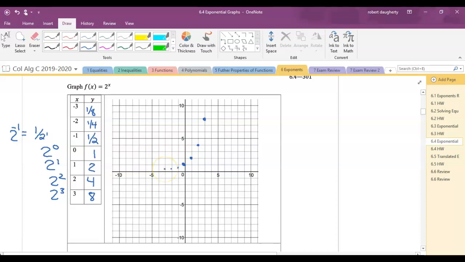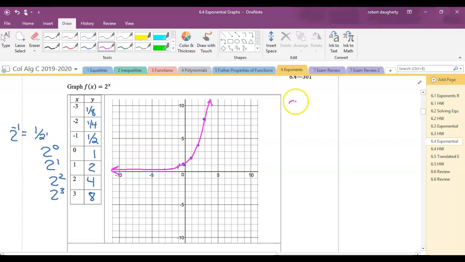Okay. Can you see what this graph is doing? This graph is going up right here, and then it looks like it's headed down toward the x-axis there. So it has exponential growth. Yes.